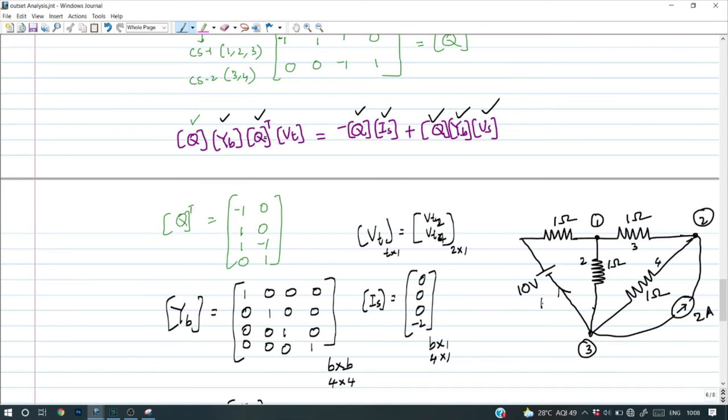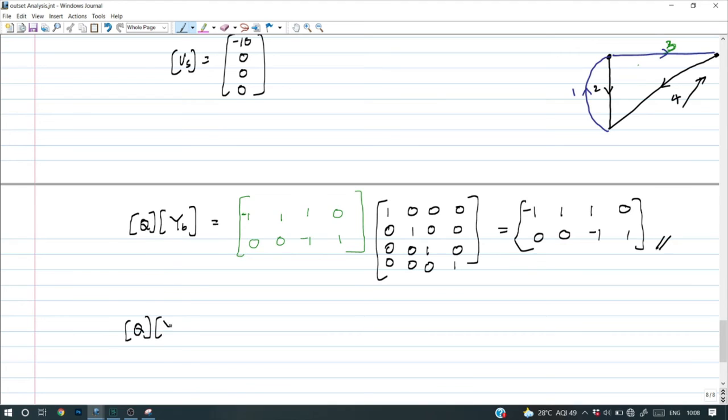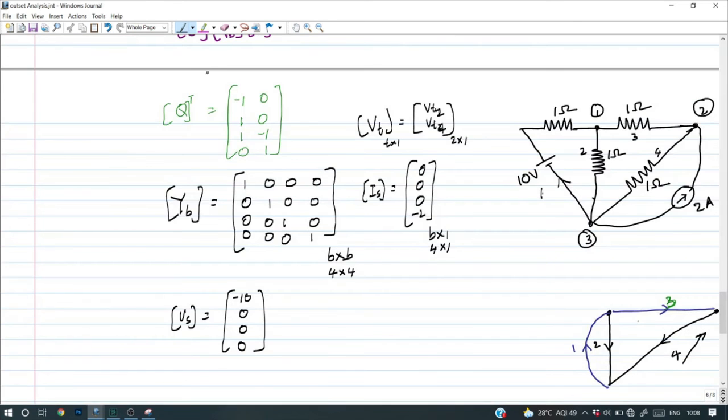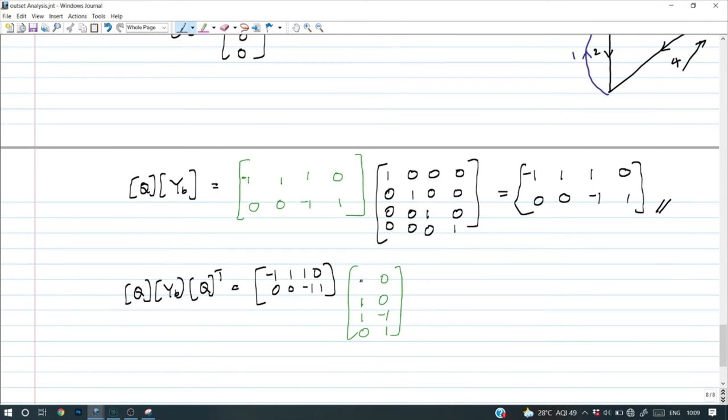That matrix and Q transpose we can multiply. That is Q YB Q transpose we can calculate. So this answer QYB is this one, minus 1 1 1 0 0 0 minus 1 1, and Q transpose is this one. We can copy that one. This entry is minus 1. When we are multiplying first row and first column, minus 1 into minus 1 plus 1 into 1 plus 1 into 1. So answer is 3. And here minus 1 into 0, 1 into 0, 1 into minus 1 will come. Then 0 0 minus 1 will come. Minus 1 into 1 1 plus 1 into 1 2 will come. So this is the product.